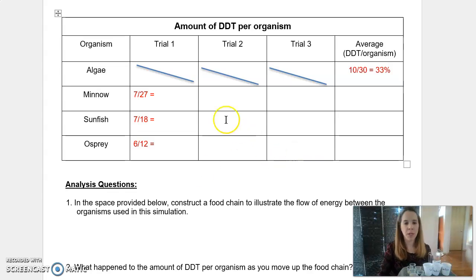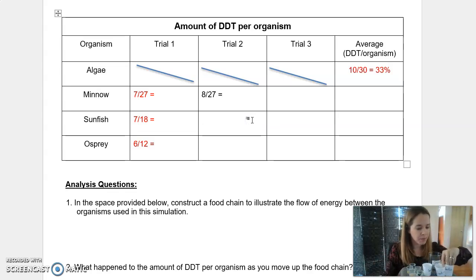Okay. So what did I get this time for trial 2? Okay. I'm still going to have 27, but now I have 1, 2, 3, 4, 5, 6, 7, 8. 8 out of 27 are going to have DDT. Okay. And now I'm going to have the sunfish.